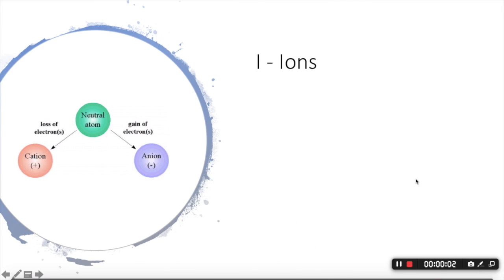I is for ions. When atoms gain or lose electrons, they are called ions. When the atom loses an electron, it becomes positively charged due to there being more protons than electrons. When an atom gains an electron, it becomes negatively charged due to the fact that it has more electrons than protons.